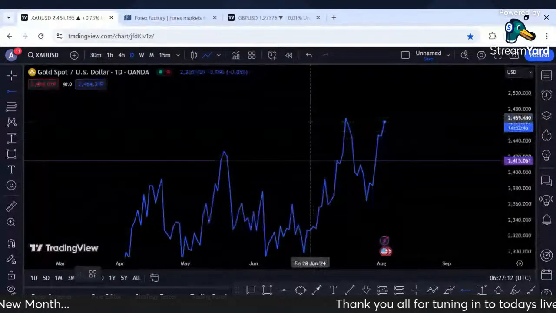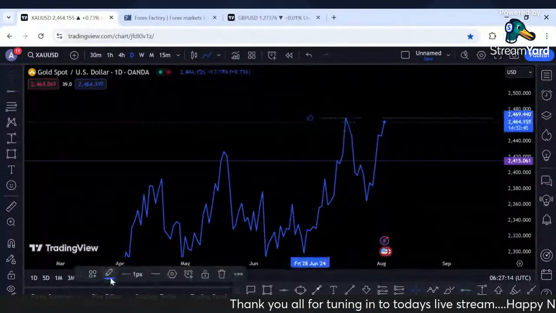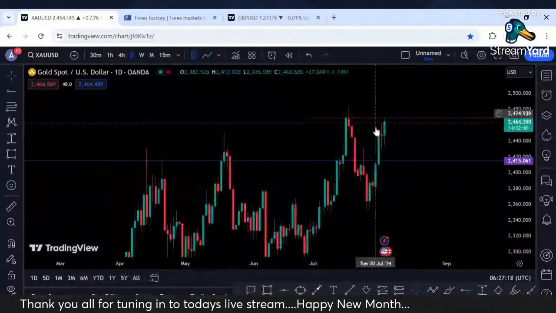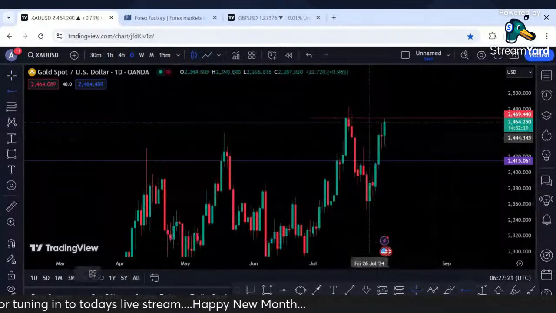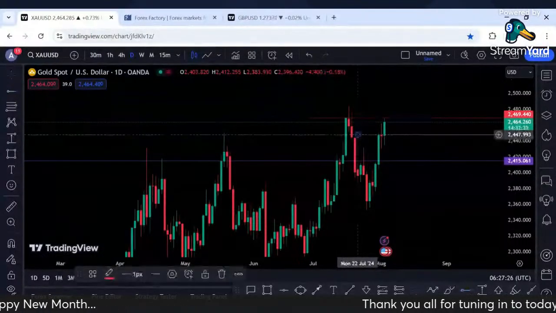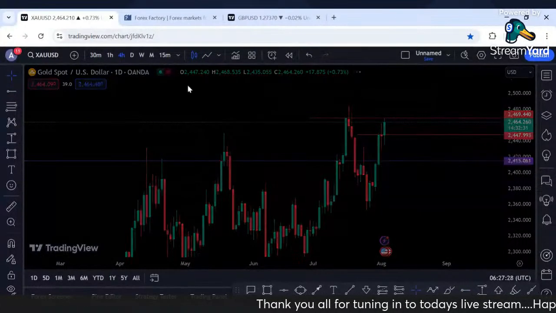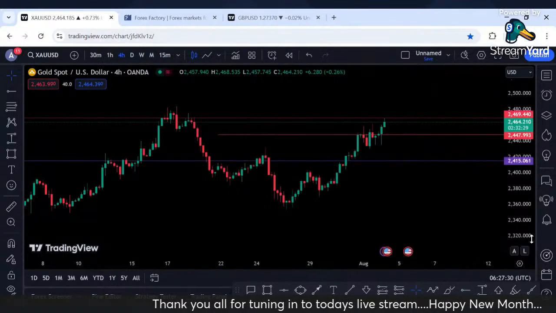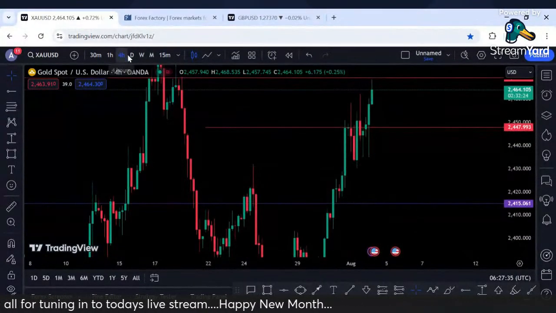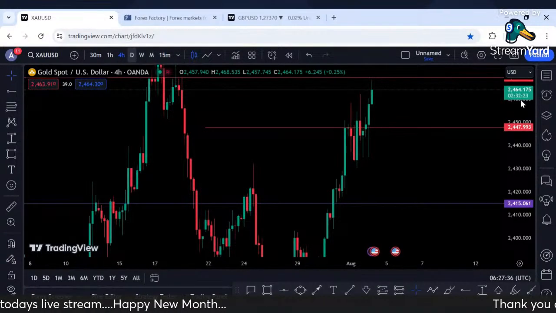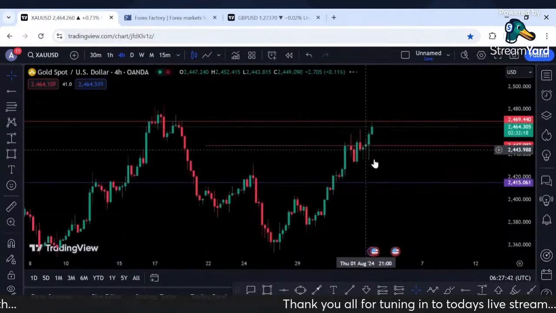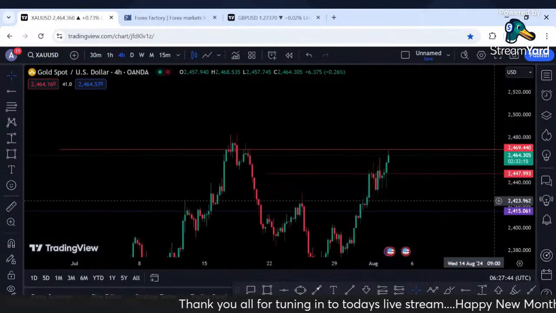So on the daily time frame, I have my key levels over here. I again have a key level over there. Now you see the daily time frame is already an uptrend. H4 time frame is already an uptrend. So you don't have to look for sell.